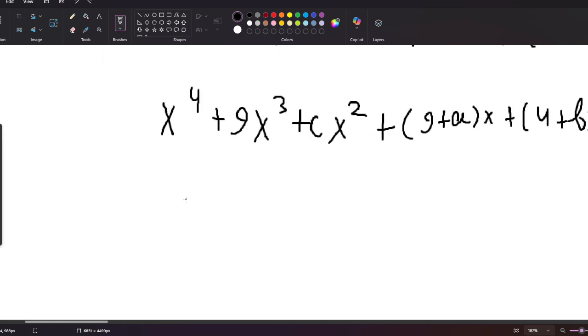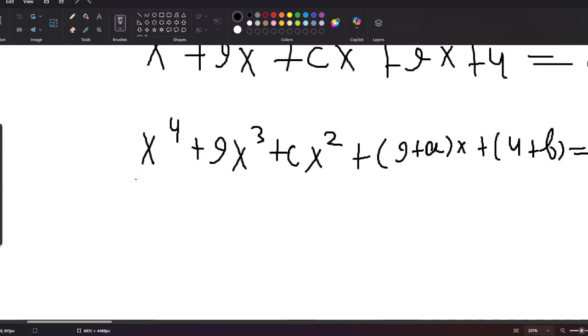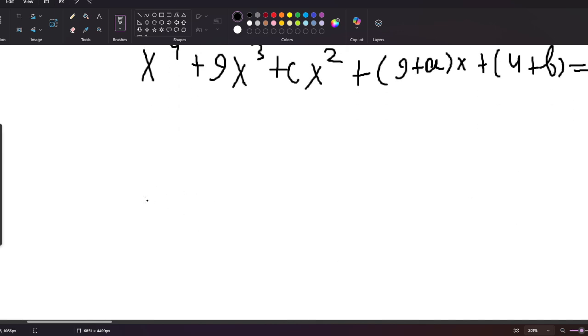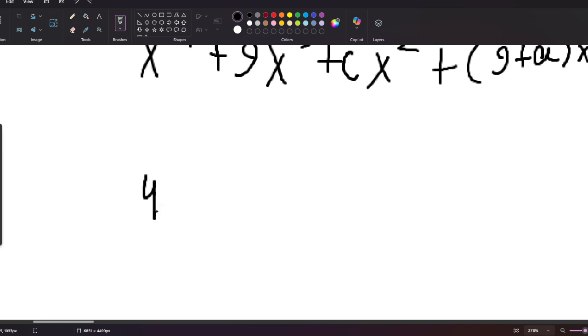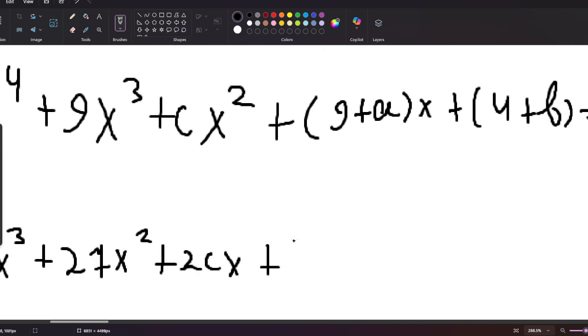So let's go ahead and work on that. We're gonna find the derivative of this polynomial. That's gonna be 4x^3 + 27x^2 + 2cx + 9 + a.